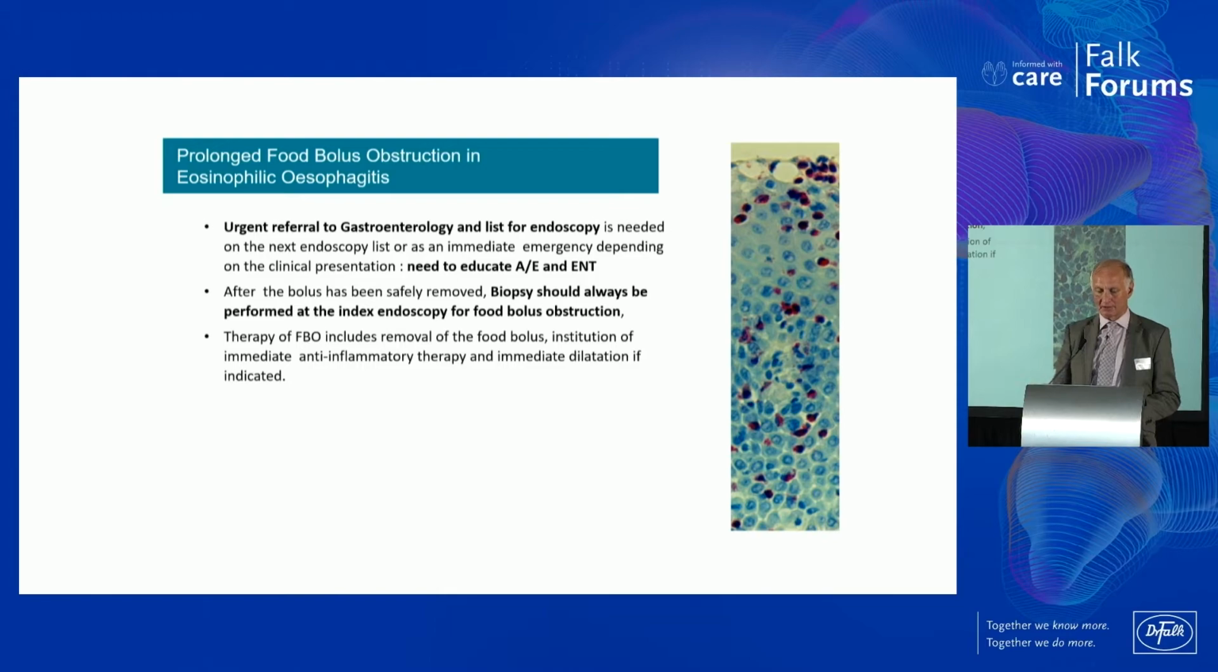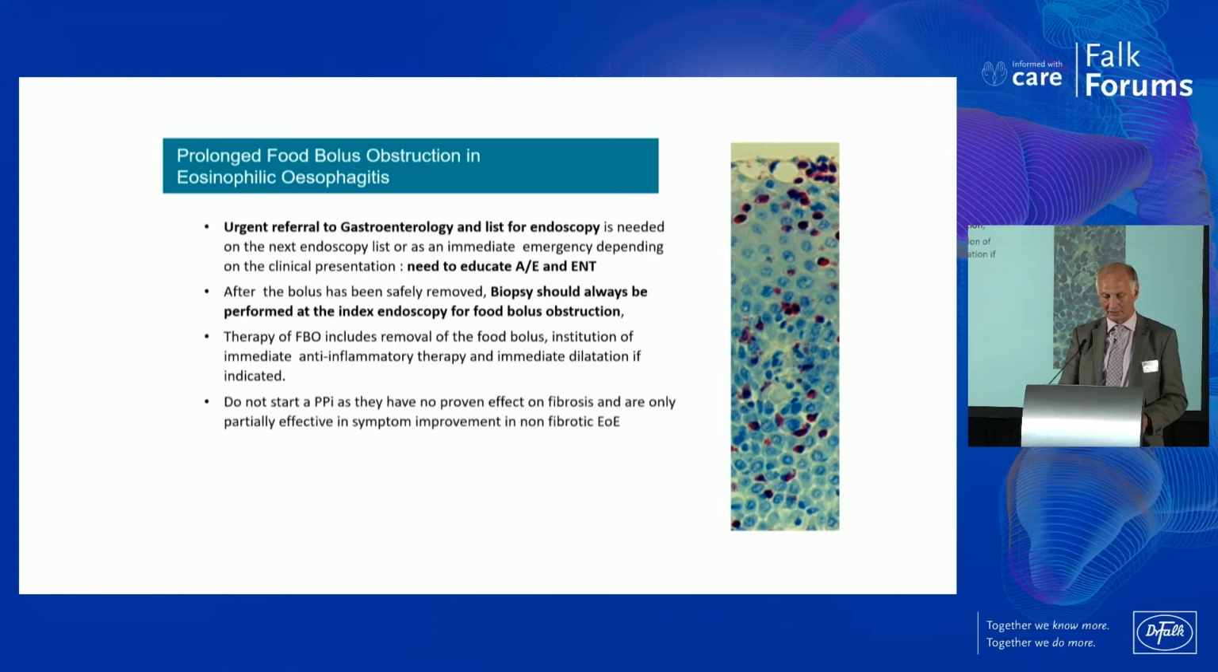And if you're in primary care and you've found out that they haven't had a biopsy, make sure they get sent back for endoscopy and biopsy. The therapy of a food bolus is removal of the bolus, instituting immediate anti-inflammatory therapy, and sometimes a dilatation if you see a stricture. So they should have had some immediate therapy if there's an opportunity, and if the right number of biopsies are taken, it's appropriate to start them on the anti-inflammatory treatment.